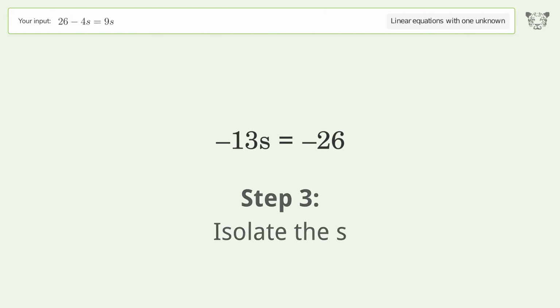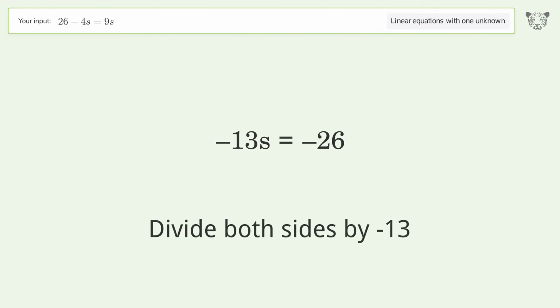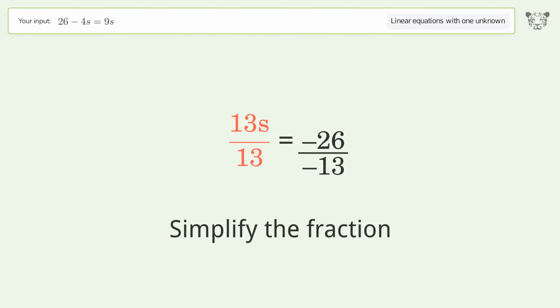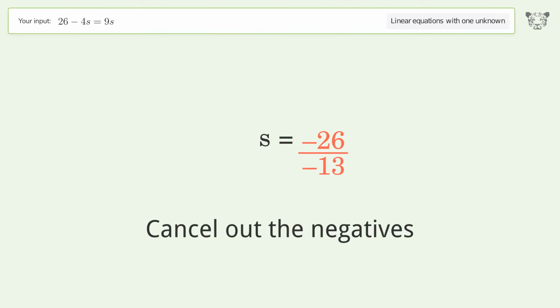Isolate the s. Divide both sides by -13. Cancel out the negatives. Simplify the fraction. Cancel out the negatives.